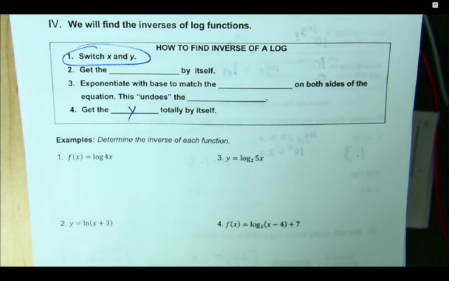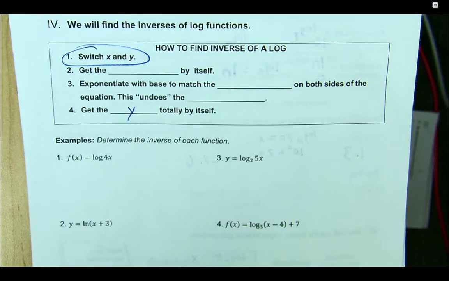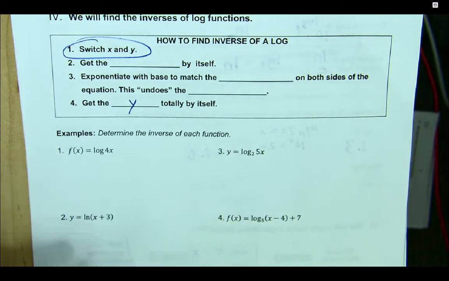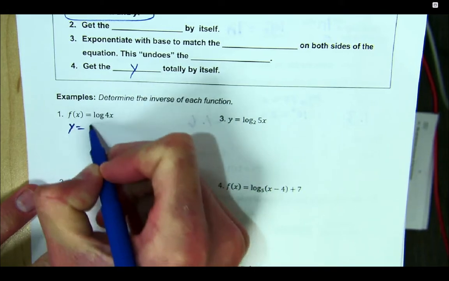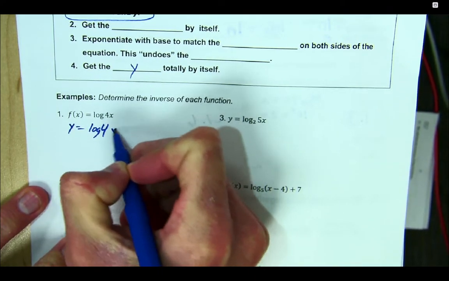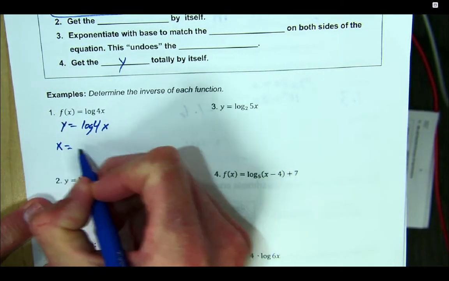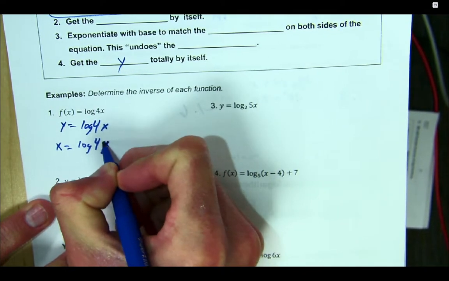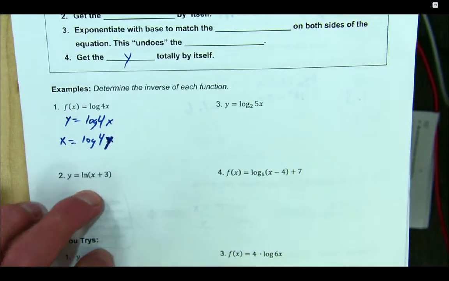You can look back at the notes that will be posted later to see what specifically goes in these blanks, but we'll do a couple examples here to hopefully at least make sure that you understand the process. Okay, so what we are going to do first here is change the f of x to a y. And then your first step, remember, is to switch x and y back and forth.